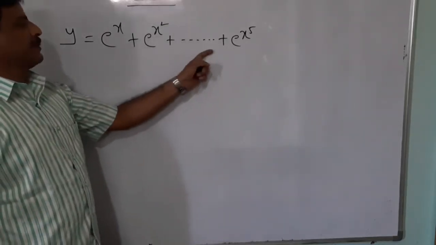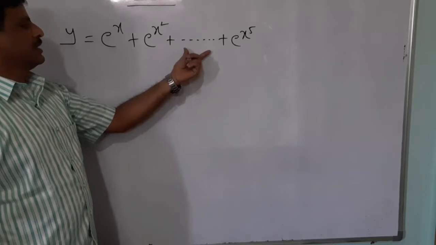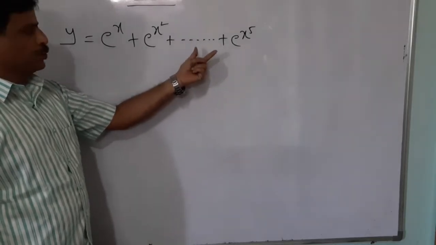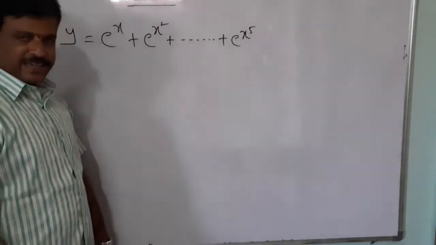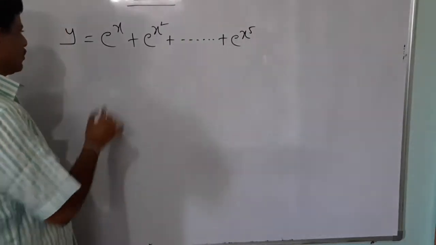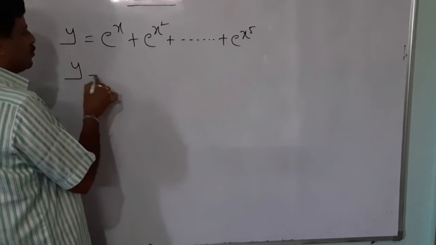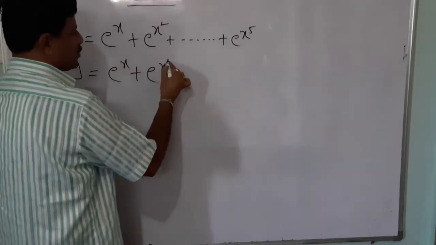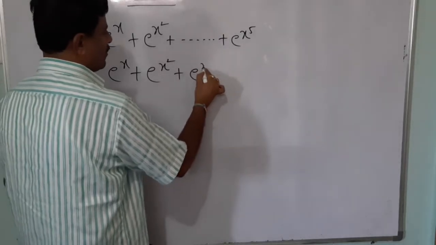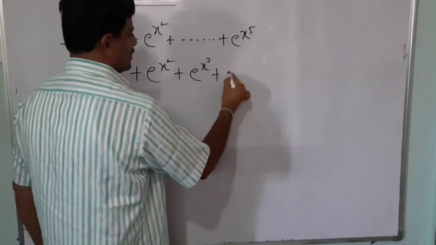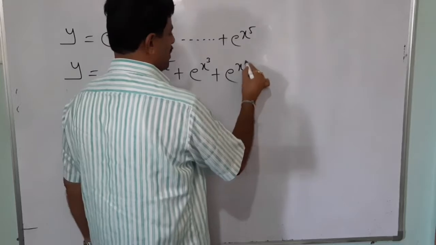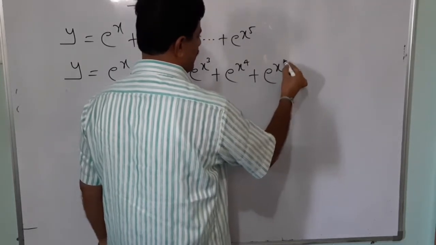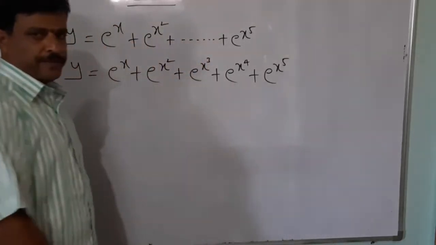So etc. means, here three terms are missing. One is e to the power of x cube, then e to the power of x to the power of 4. So I write once again, y is equal to e to the power of x plus e to the power of x square plus e to the power of x cube plus e to the power of x to the power of 4 plus e to the power of x to the power of 5.